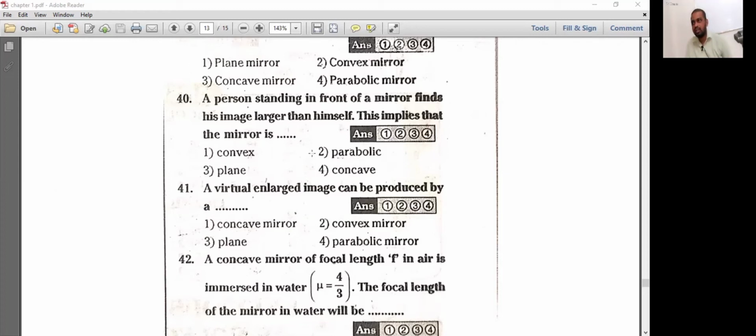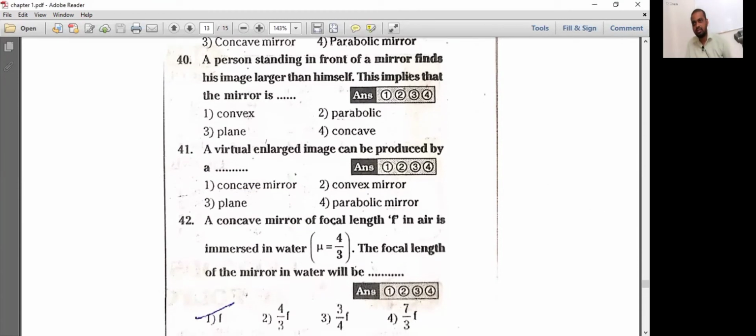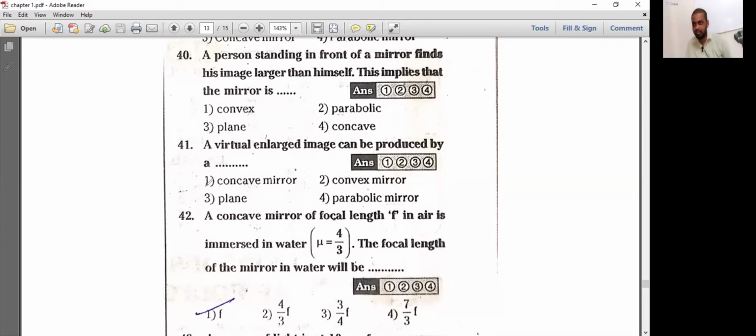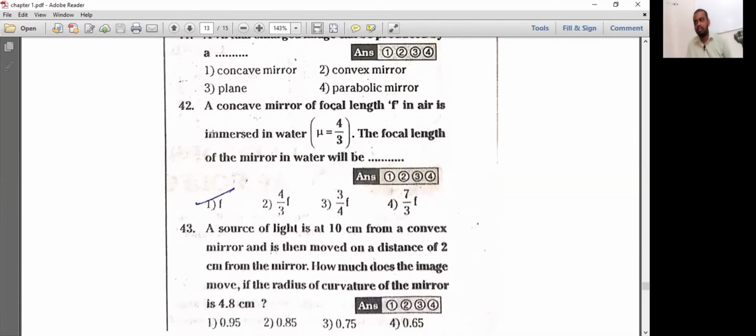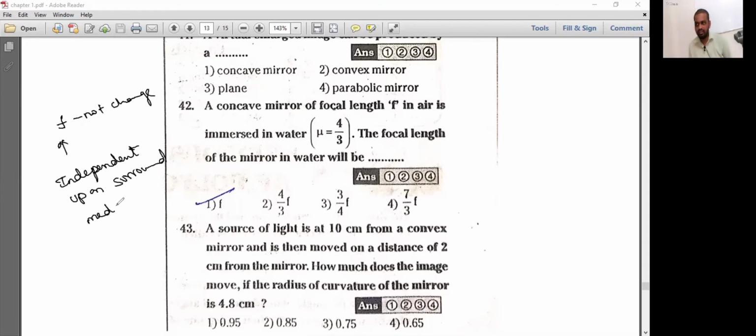Question number 41. A virtual enlarged image can be produced by only a convex mirror. Question 42. A concave mirror of focal length f in air is immersed in water, mu equal to 4 by 3. The focal length of the mirror will be, definitely, the focal length will not change. Why? Because focal length is independent of the refractive index of the surrounding medium.